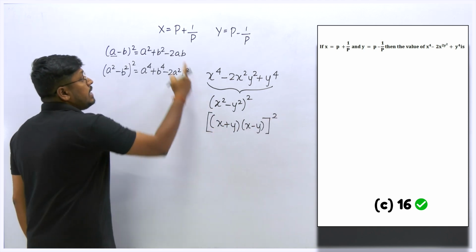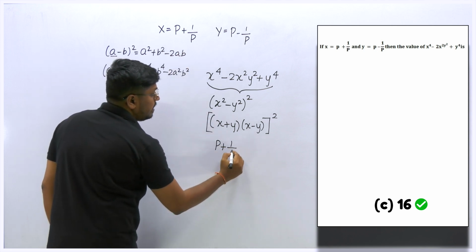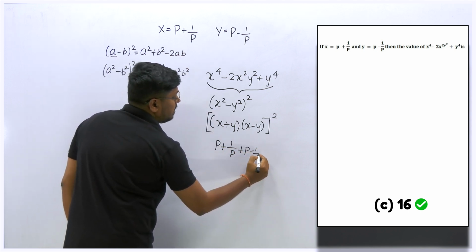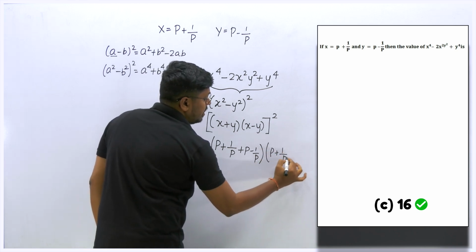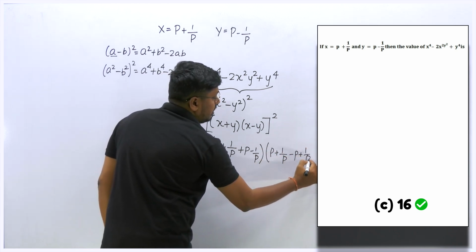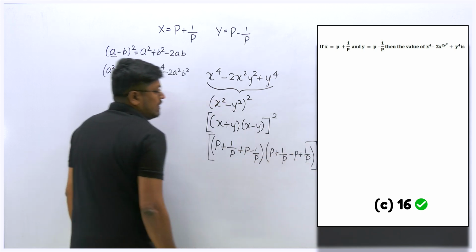So now it is easy to substitute the x value. So x plus y will be p plus 1 by p plus p minus 1 by p. So similarly x minus y will be p plus 1 by p minus p minus 1 by p, the whole square, right? So now it is easy, right?